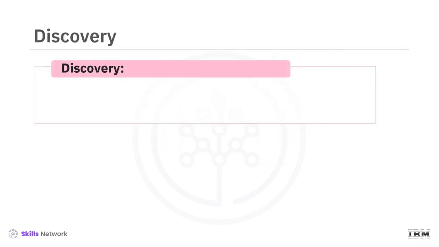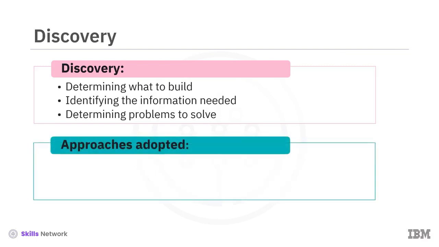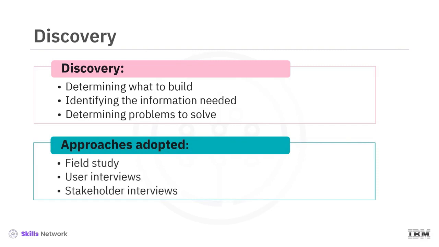The discovery stage is the period when designers collaborate to determine what needs to be built, what information is needed to begin, and what problems the product will solve or address. There are 3 approaches that designers adopt in the discovery stage: field study, user interviews, and stakeholder interviews.